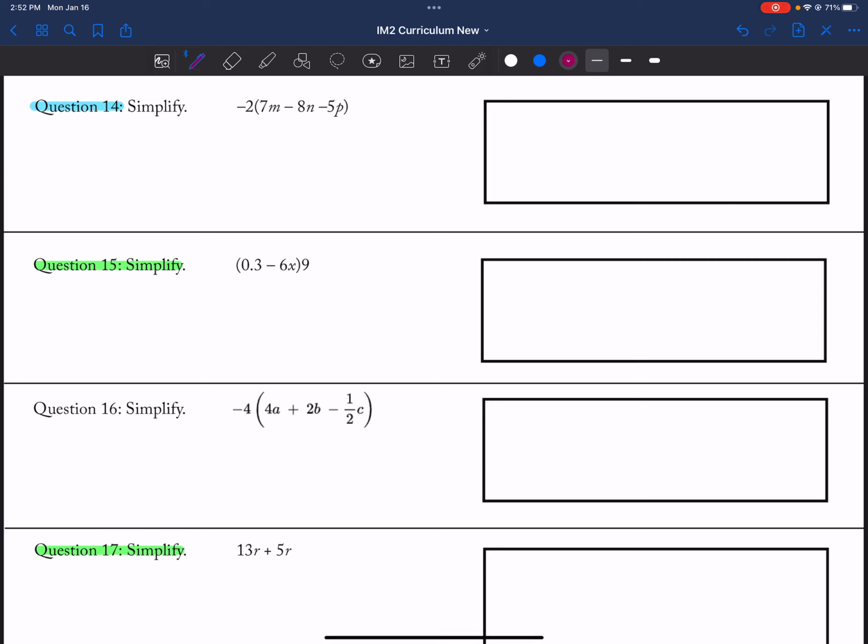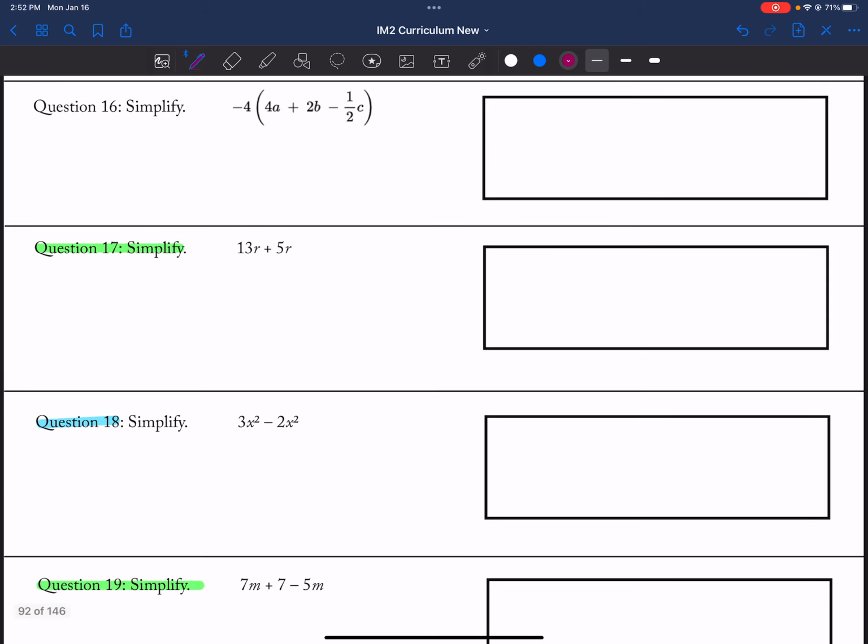Okay. And then the next one, again, I'm going to distribute my 9. Easiest thing to do, if you have a decimal, because nobody likes them, is I would turn them into a fraction. That's just me. So then I'm going to distribute my 9. So I get 27 over 10, and then minus 54x.